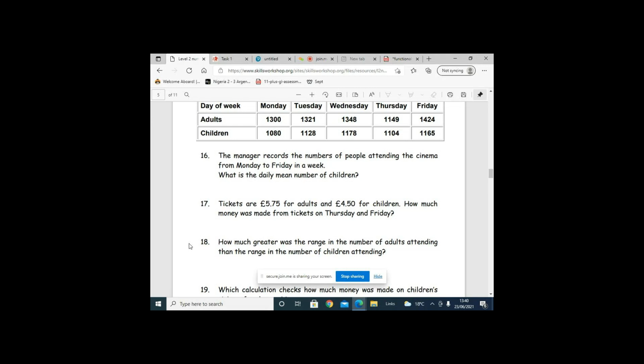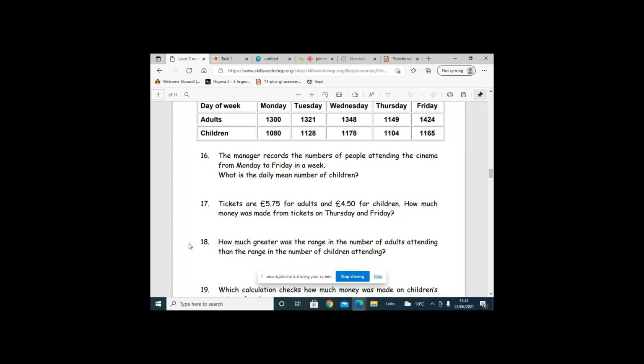Then the range for children: the highest value there is 1,178, minus 1,108. That's the first one on Monday, the lowest. Okay. So the range for children only is 98.